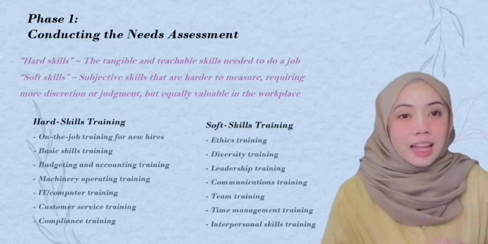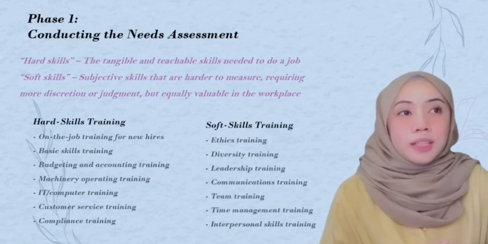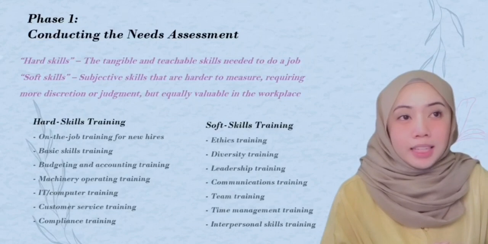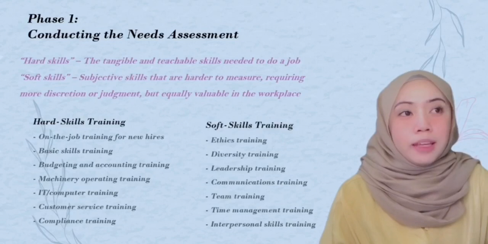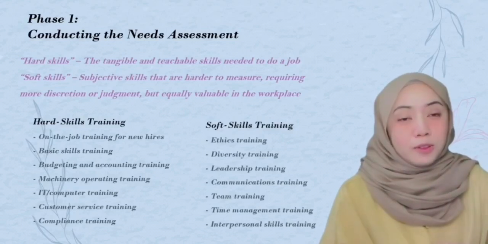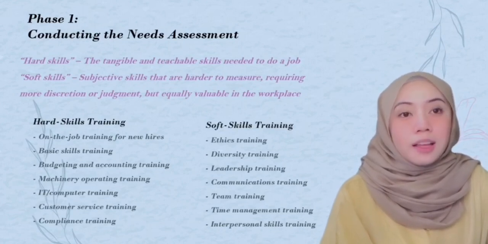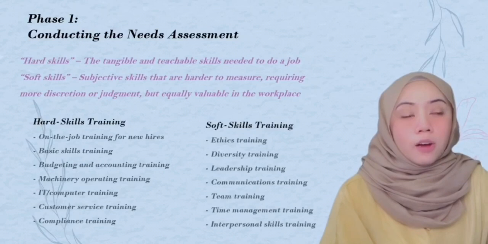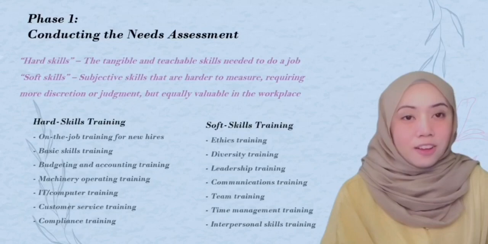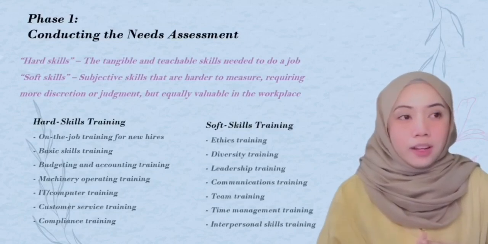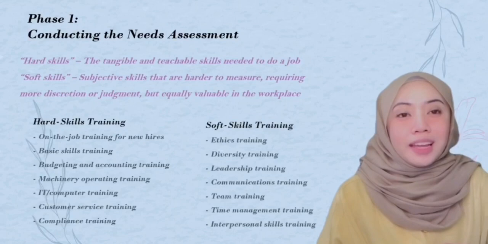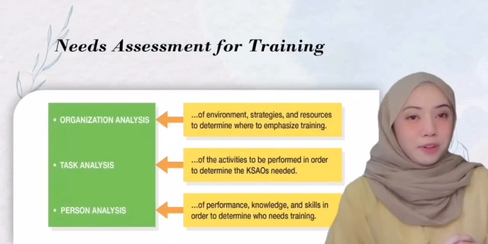Phase 1, conducting the needs assessments. Hard skills are the tangible and teachable skills needed for a job, while soft skills are subjective skills that are harder to measure, requiring more discretion or judgment, but equally valuable in the workplace. There are two columns here, hard skill training and soft skill training. The first one is on-the-job training for new hires, basic skills training, budgeting and accounting training, machinery operating training, IT computer training, customer service training, and compliance training. Soft skill training includes ethics training, diversity training, leadership training, communication training, team training, time management training, and interpersonal skills training. Needs assessment for training, there are three here.